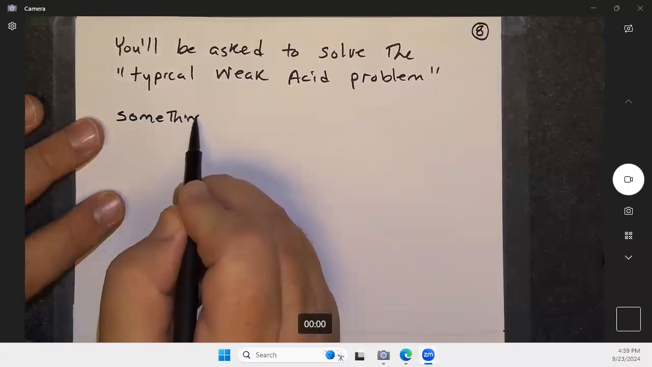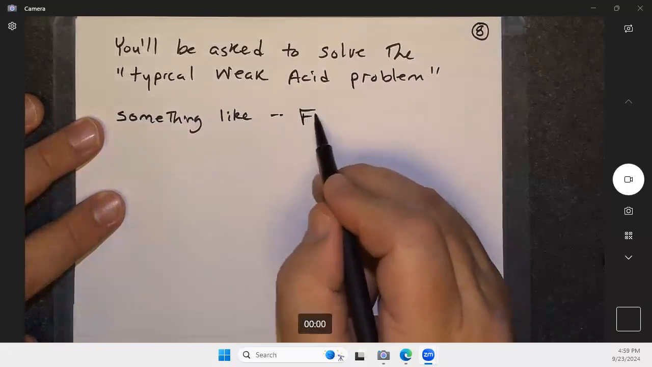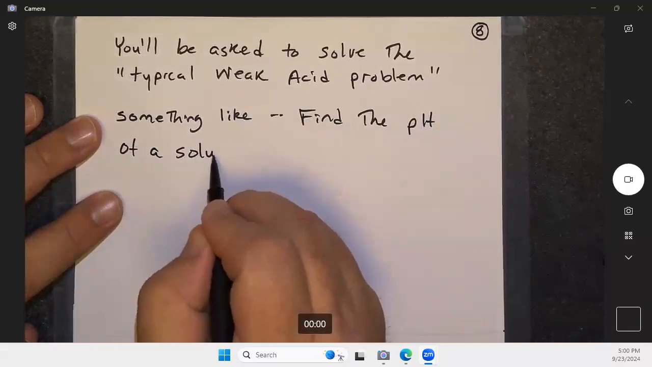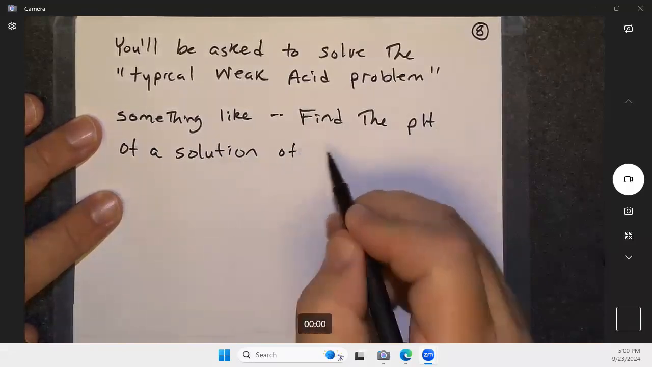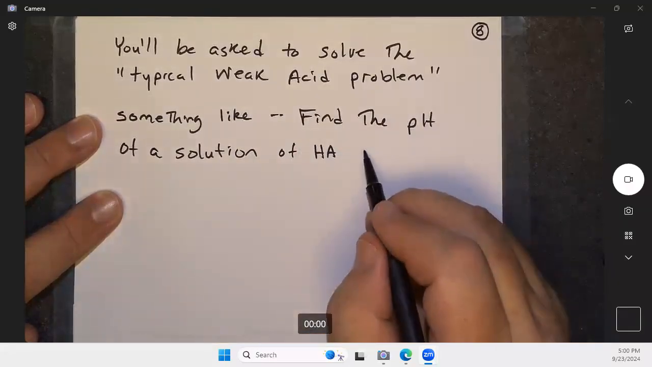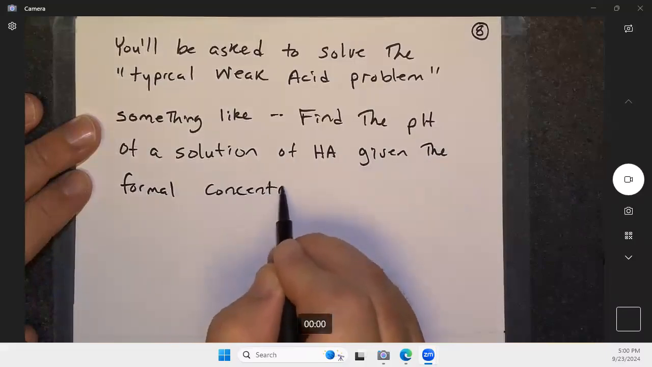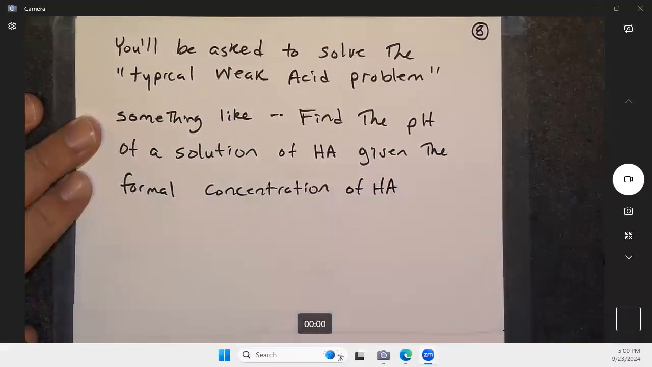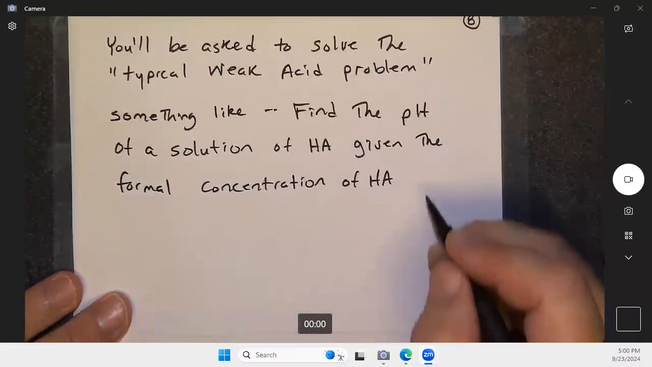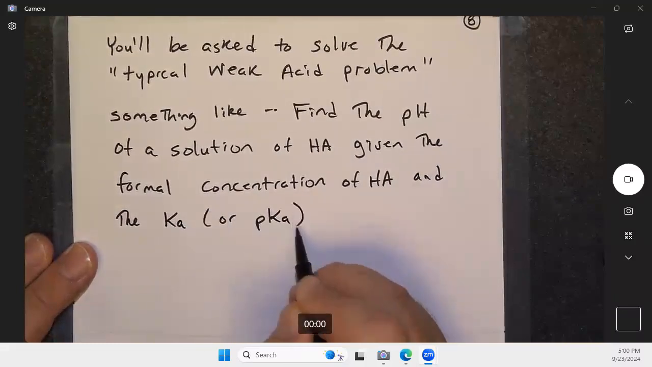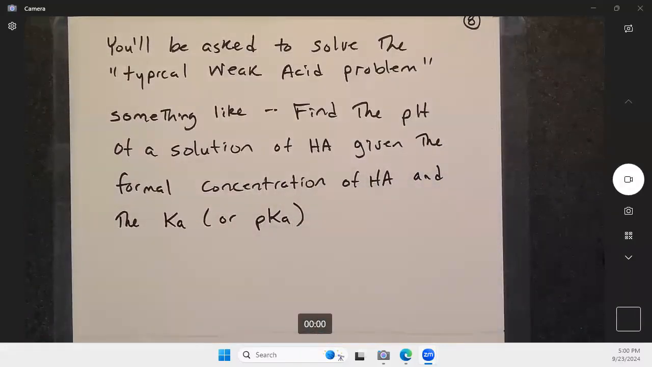Something like: find the pH of a solution of some weak acid, HA, given the formal concentration of HA and the Ka or pKa. How do we go about solving that problem?